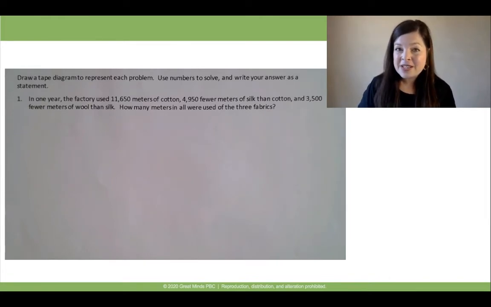Now, pause the video to draw your tape diagram to represent the story. If you get stuck, remember you can go back and reread it a chunk at a time and just ask yourself what you can draw for each little chunk. When you're finished drawing your tape diagram, come back and we'll compare.